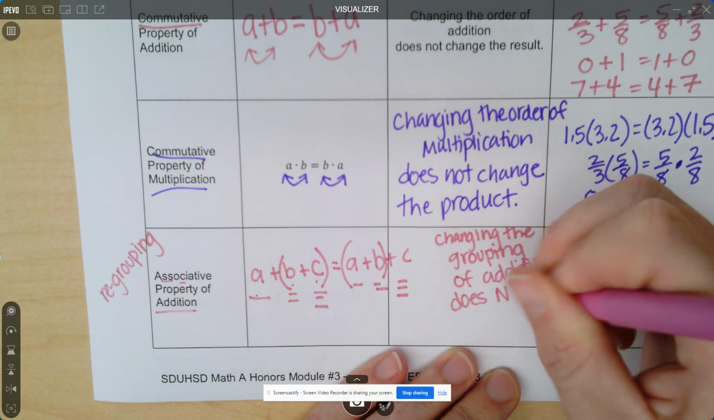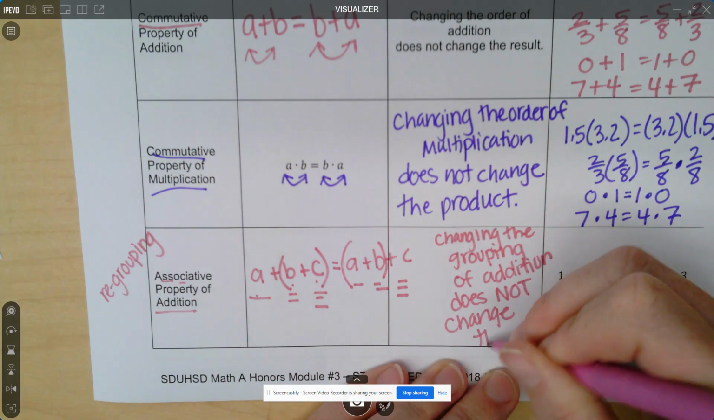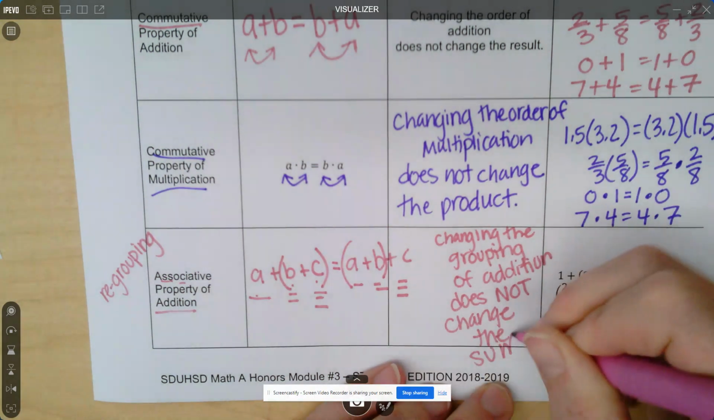Does not change the sum. I'm going to say sum. You could also say result if you wanted to.